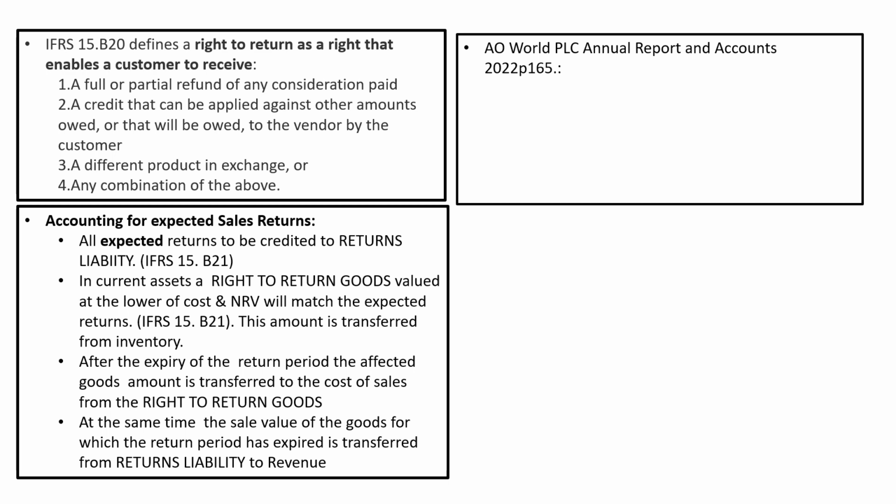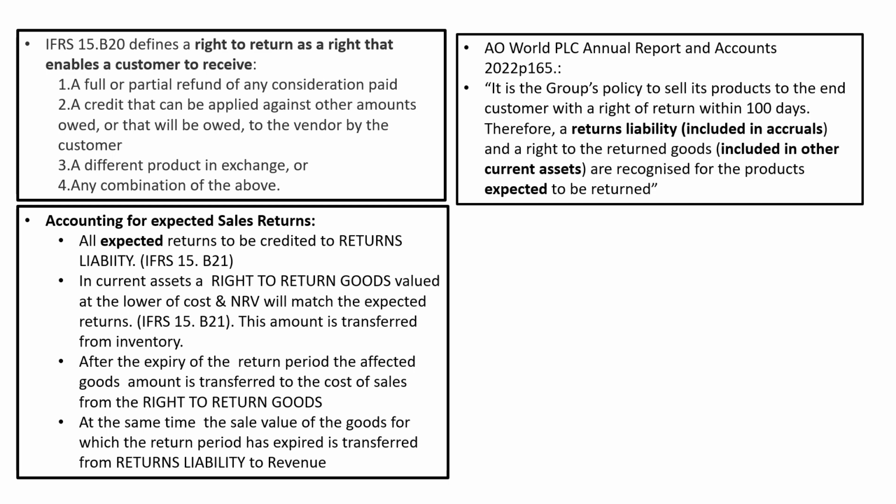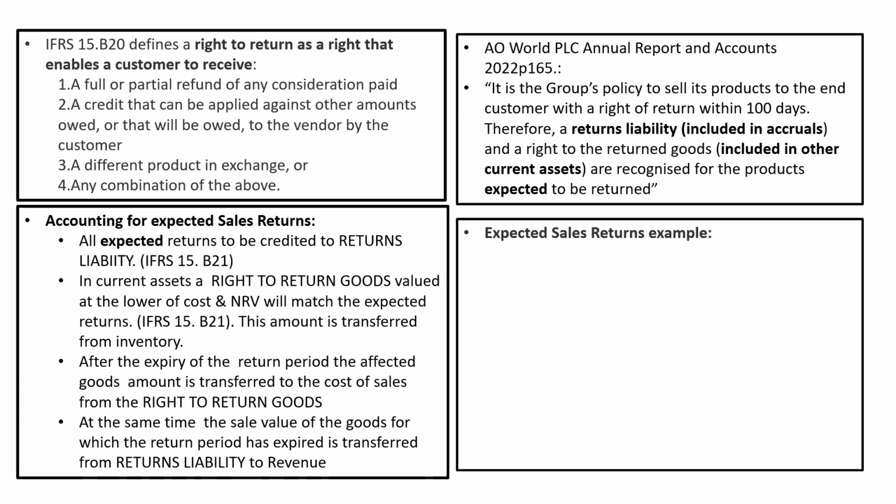Here is an example of a PLC company which sells electrical goods and which has a returns policy, which states it is the group's policy to sell its products to the end customer with a right of return within 100 days. Therefore, returns liability, which is included in accruals, and a right to the return goods included in other current assets are recognized for the products expected to be returned. Now, this is in compliance with IFRS 15.